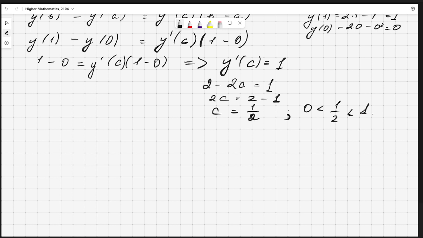Next example. Example 17. Write the Cauchy formula for the function f of x is x squared, phi of x is x cubed on the interval from 1 to 2 and find c.